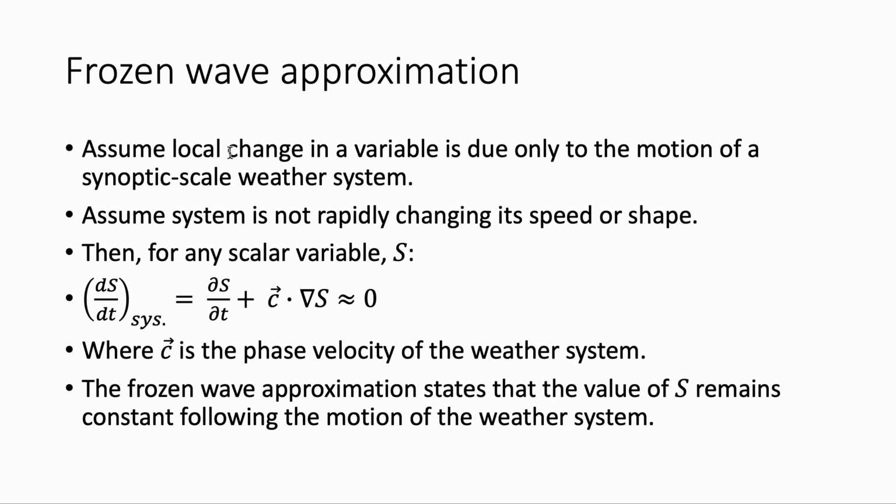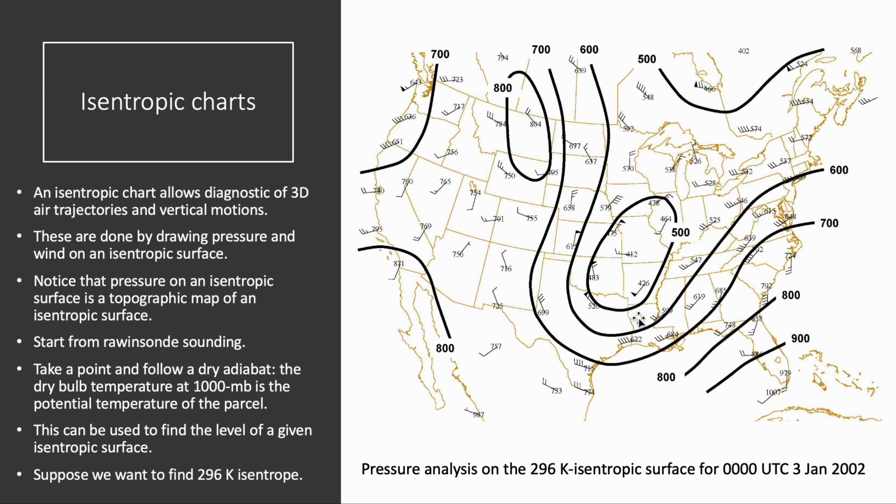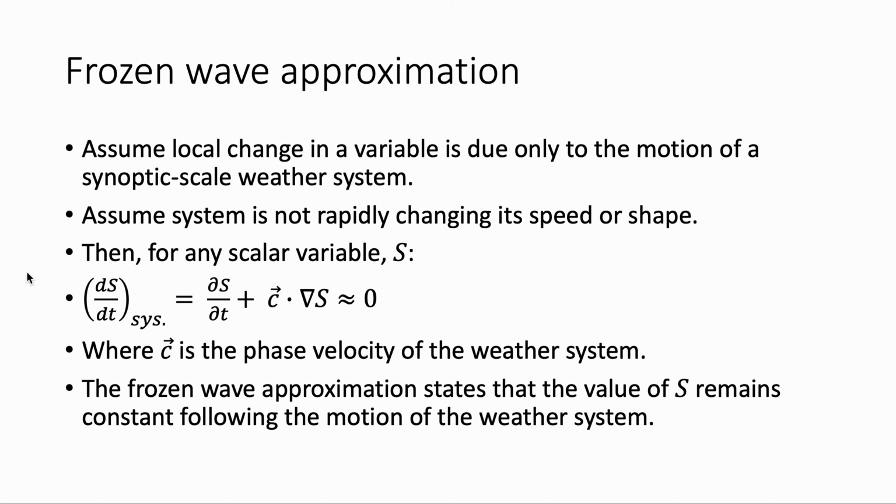And this trough is the only thing that is causing the change in this variable, okay? Let's also assume that the system is not really rapidly changing shape or speed. So imagine a trough like this that is coming through and that is moving eastward. And imagine that the speed remains the same and that the trough maintains the same shape, okay?